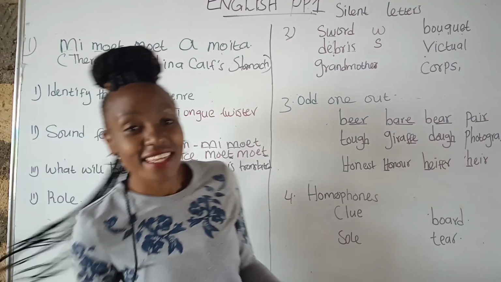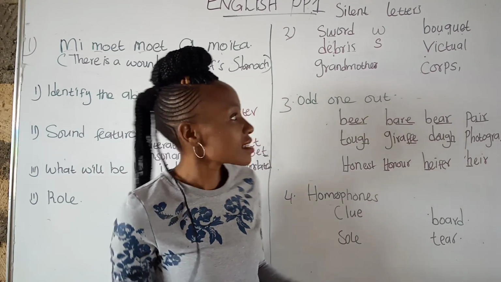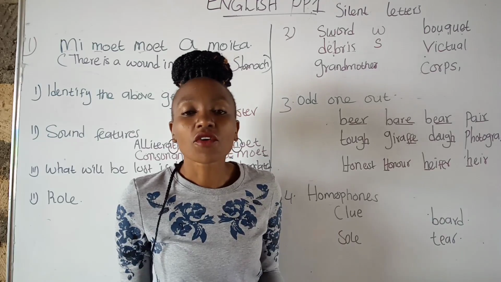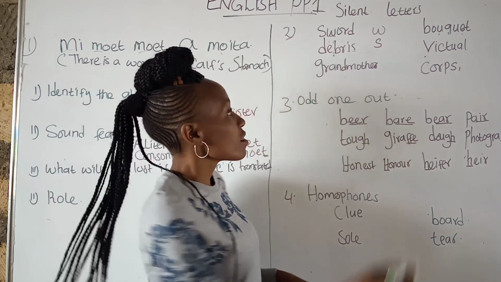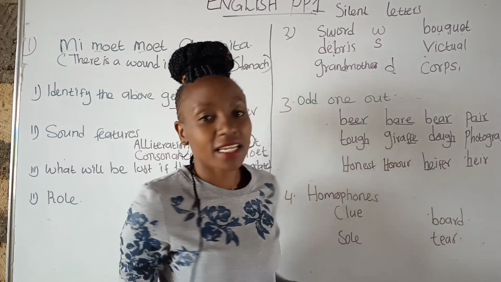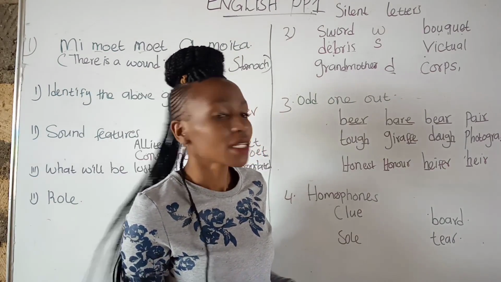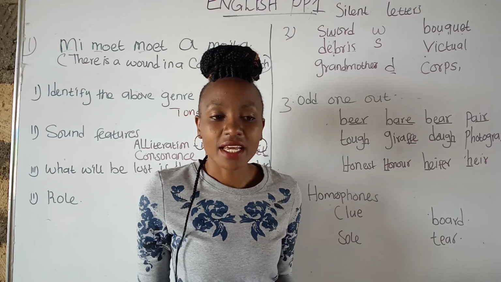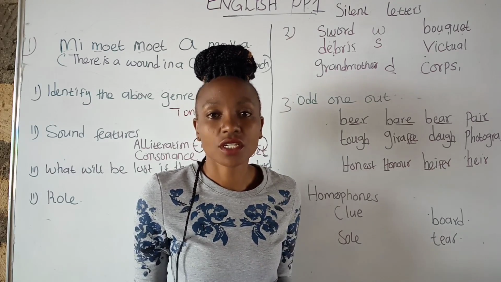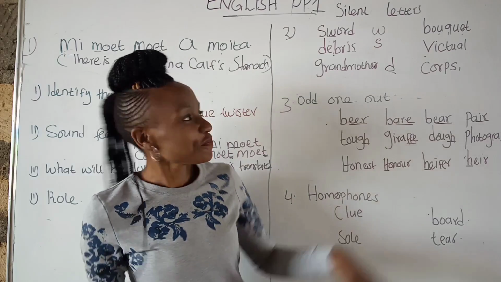And the other one is, can you guess? Yeah, supposed to be grandmother. Grandmother. This D is silent. Not grand, but grandmother. Just like in the word sandwich. Sandwich, not sandwich. Okay?